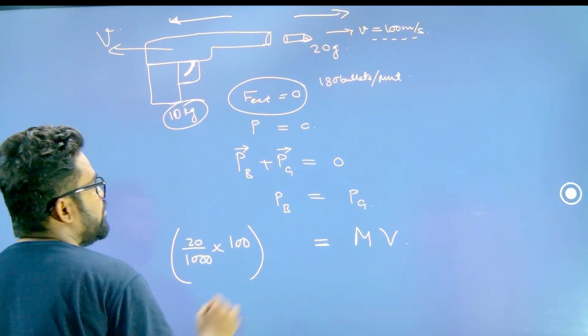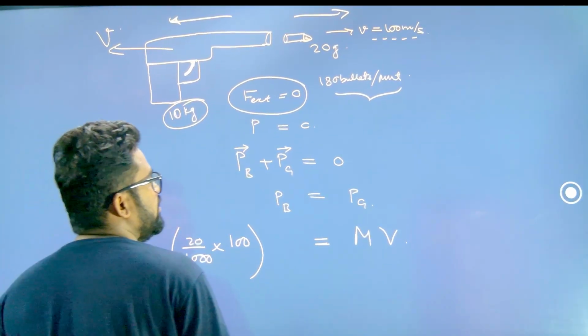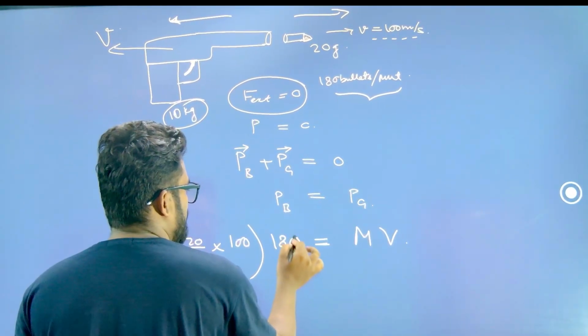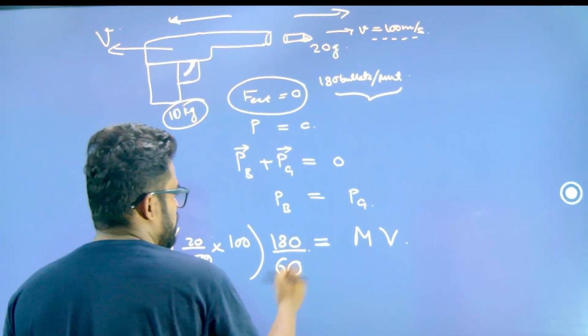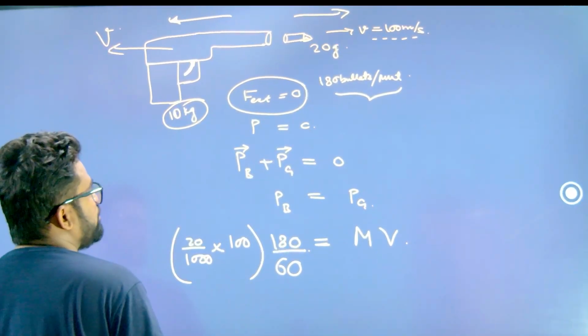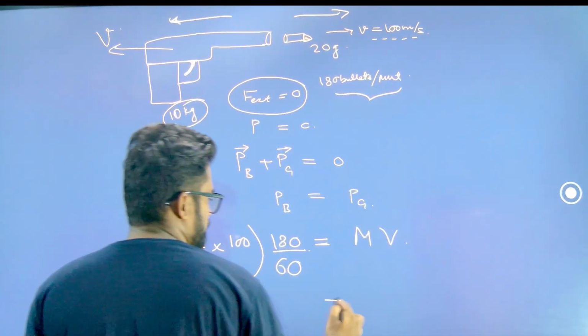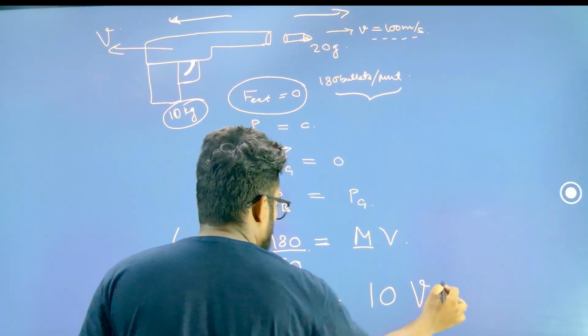But at that moment, how much is it firing? 180 bullets per minute. So 180 by 60 bullets per second. That is 180 per minute, so this is per second. Okay. So this is the momentum. Mass of the gun is 10 kilograms, 10 into V.